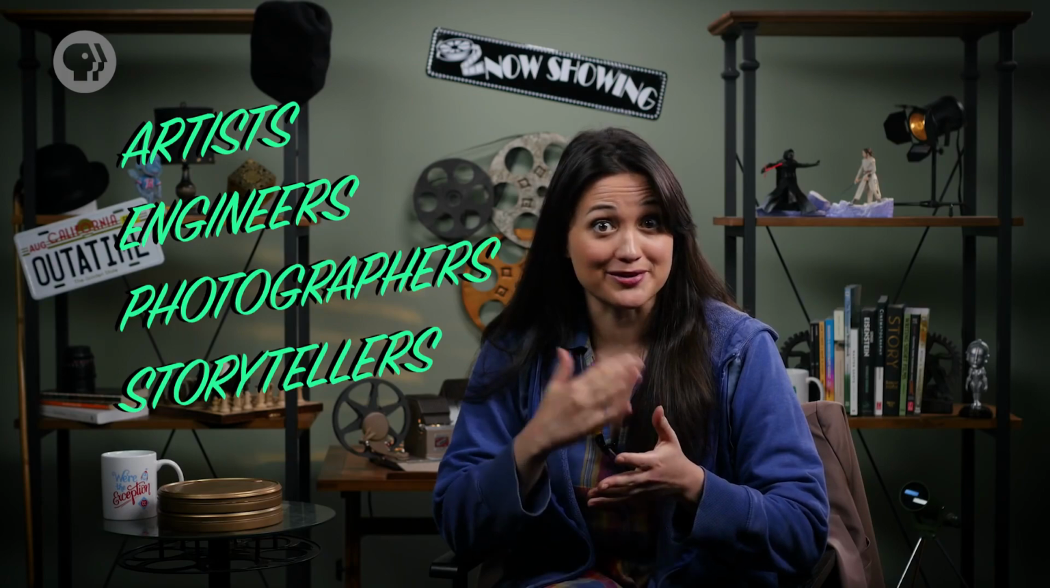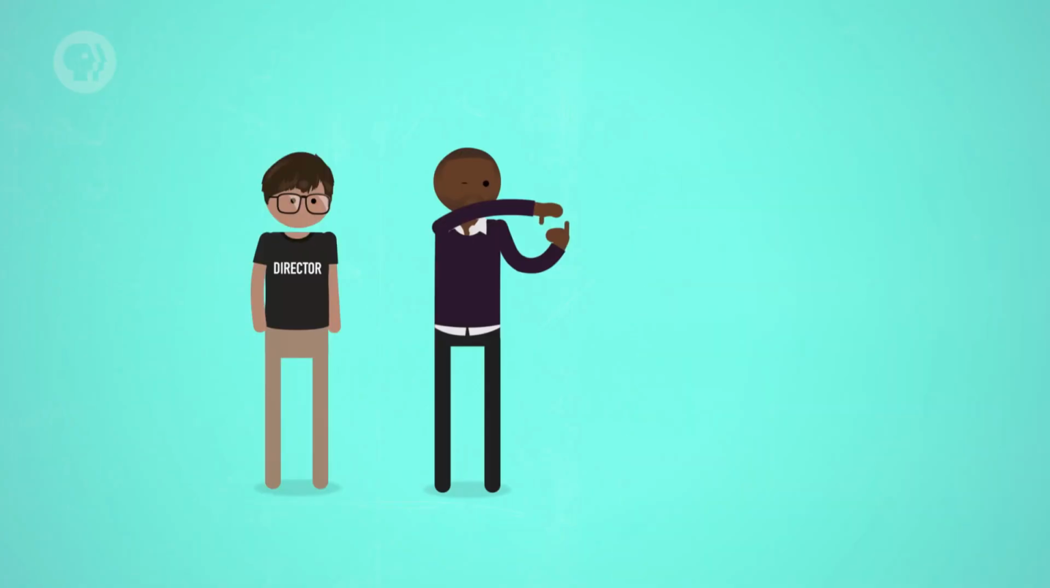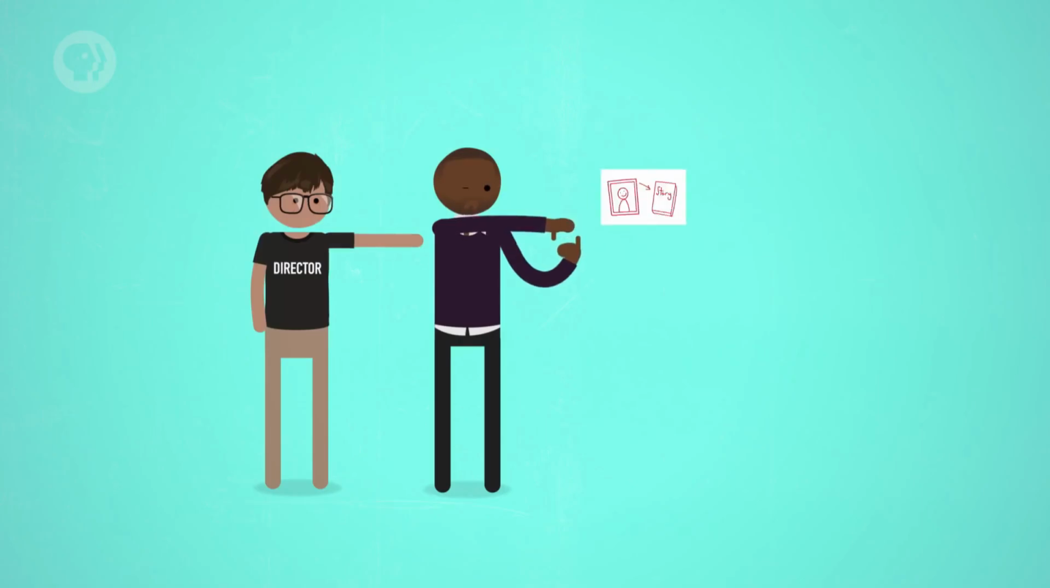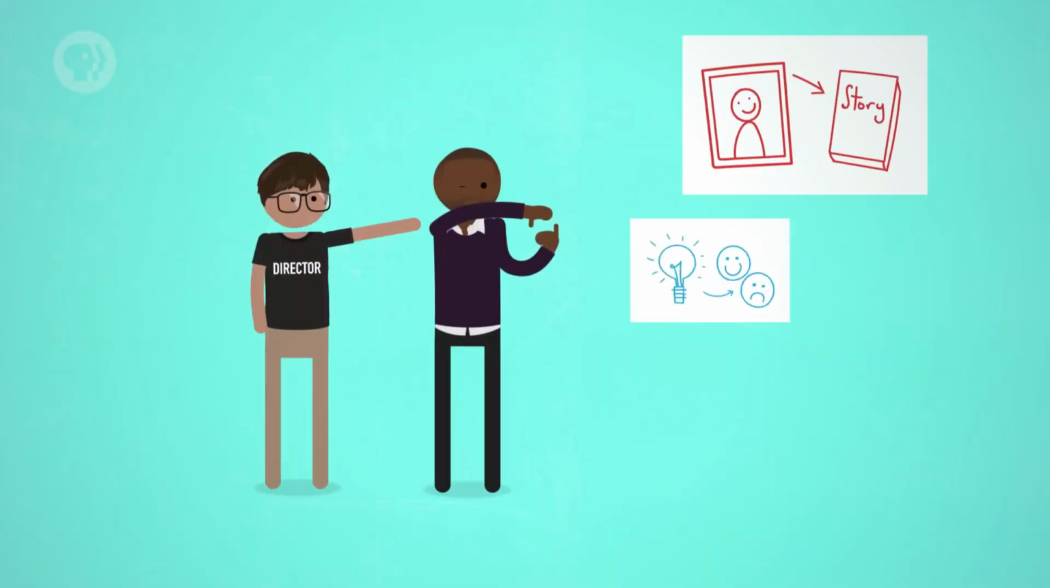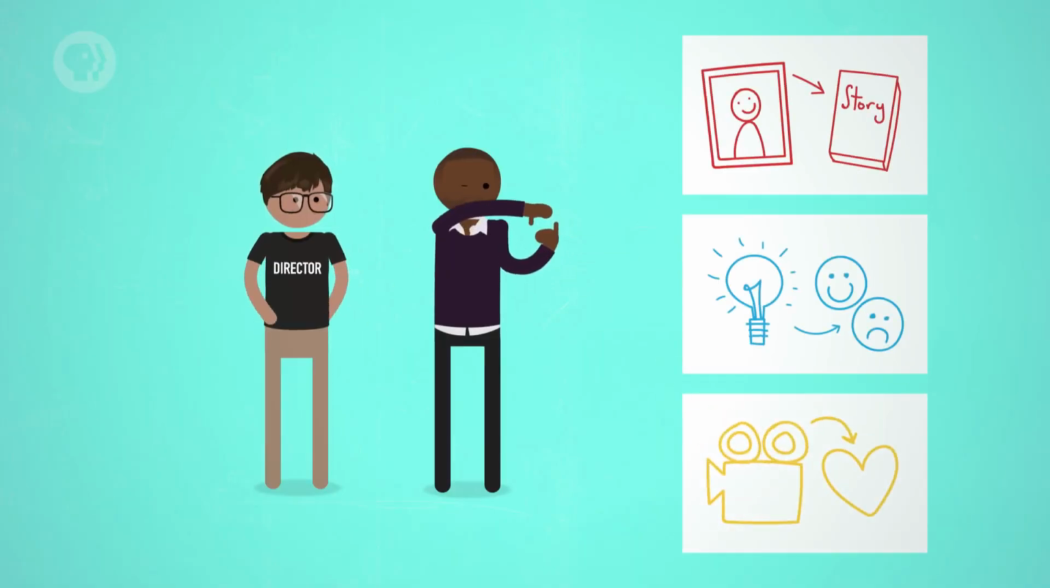Cinematographers must be artists, engineers, photographers, and storytellers all at once. Sometimes you'll hear the cinematographer referred to as the director of photography, or DP, but don't be confused, it's the same job. In some parts of the world, they prefer one title to the other, but generally speaking, the two titles are interchangeable. And no matter what they call themselves, it's their basic job to translate the director's vision into things like framing, lighting, and camera movement, so that the film's story, emotions, and themes are conveyed visually.